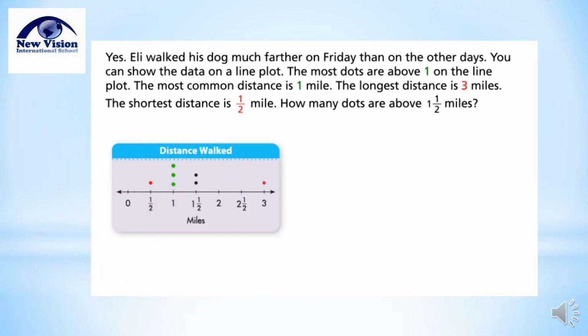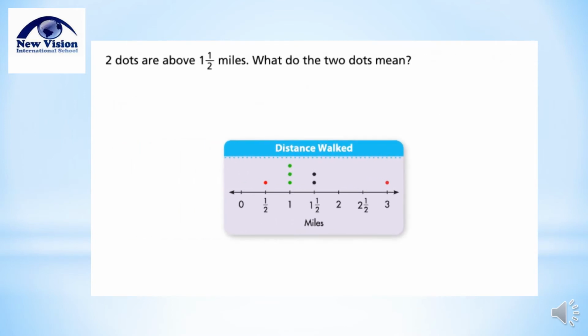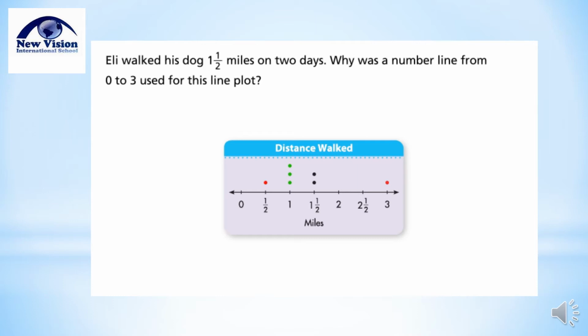The most dots are above 1 on the line plot. The most common distance is 1 mile. The longest distance is 3 miles. The shortest distance is 1/2 mile. How many dots are above 1 1/2 miles? 2 dots are above 1 1/2 miles. What do the 2 dots mean? Eli walked his dog 1 1/2 miles on 2 days.